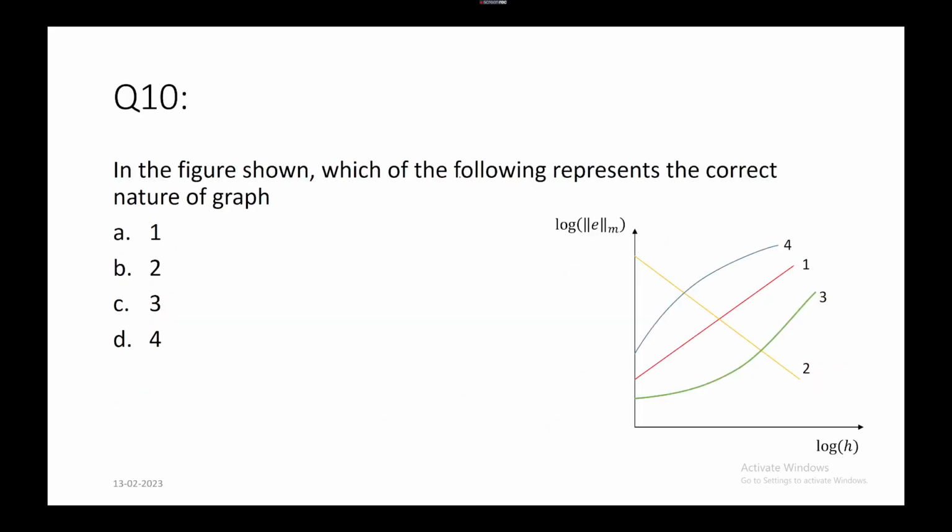Which of the following represents the correct nature of the graph? We have the log of the energy norm on the y-axis and log of h on the x-axis. There are four types of curves. One is a straight line with an increasing slope. The second one is a straight line of a decreasing nature. Third is a non-straight, curved path, concave, and fourth is also curved, a convex kind of thing. Any idea what the answer would be?